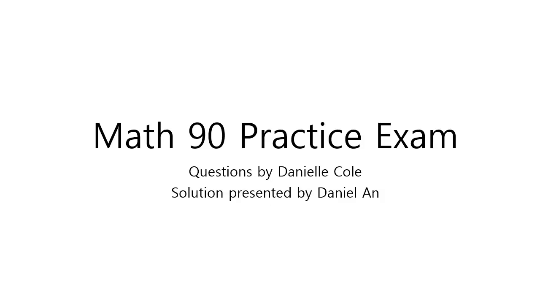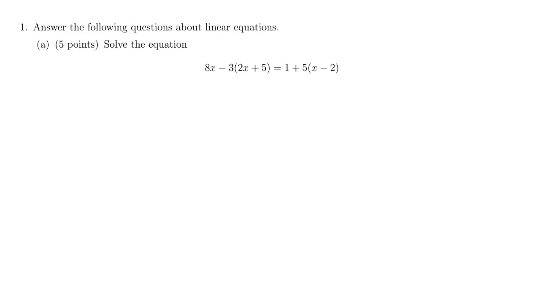We will go over the Math 90 practice exam. First question: 8x minus 3(2x plus 5) equals 1 plus 5x minus 2. First you want to multiply these, expand. And the thing that you have to be careful about is that because of this negative sign here, that negative 3 has to be distributed, making both of these negative.